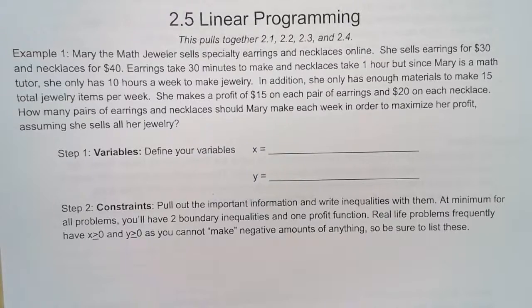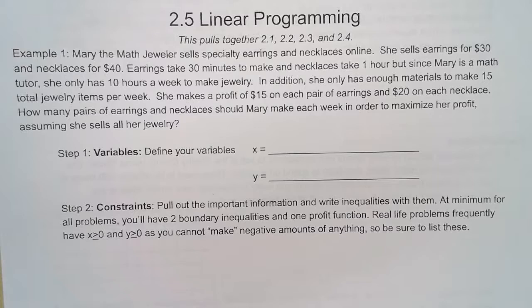In addition, she only has enough materials to make 15 total jewelry items per week. She makes a profit of $15 on each pair of earrings and $20 on each necklace. How many pairs of earrings and necklaces should Mary make each week in order to maximize her profit, assuming she sells all of her jewelry?